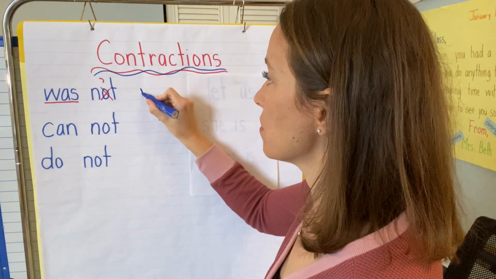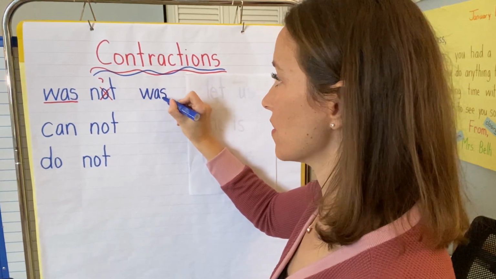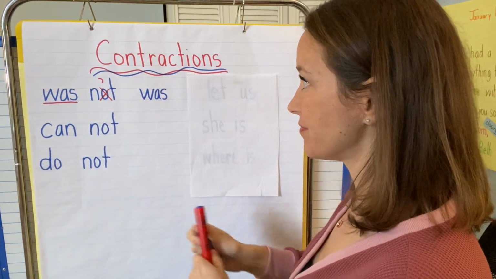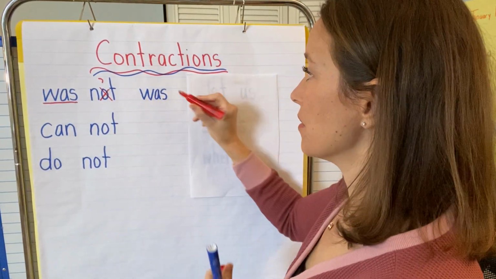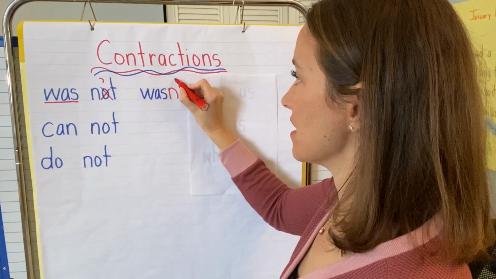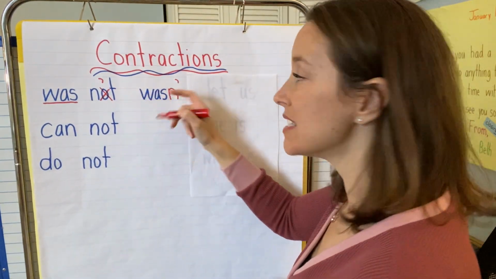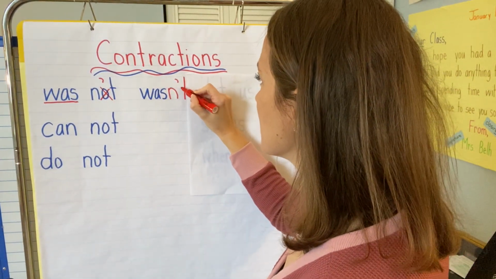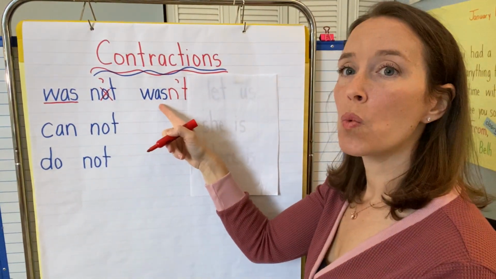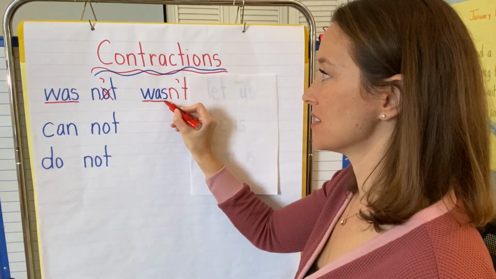Ready? We keep the word was. Keep the word was, right? That was our root word. But then not. We scoot the N over. We have the apostrophe. And then what's the last letter? T. Okay, so was not becomes wasn't. Okay, W-A-S, you still have the root word, wasn't.